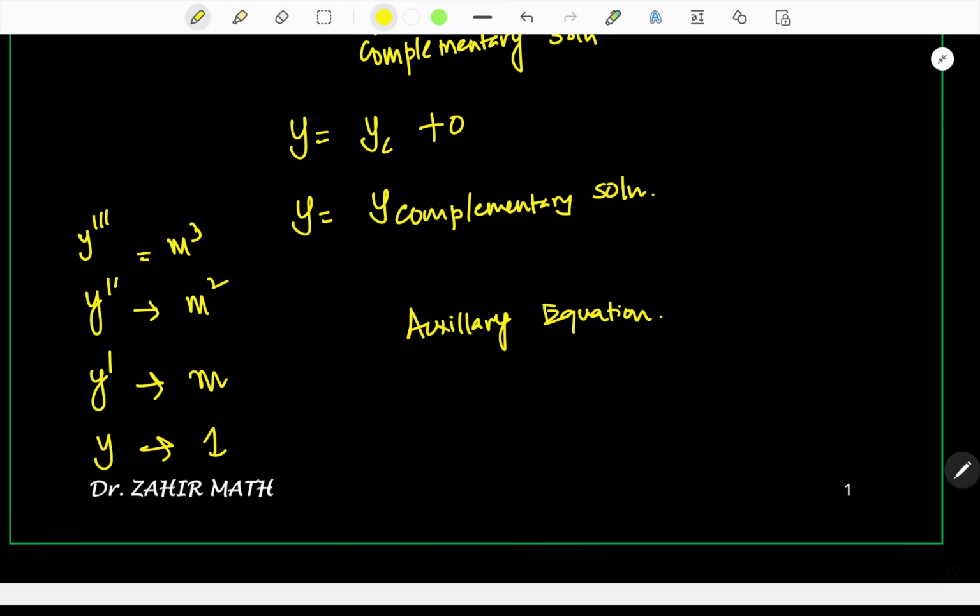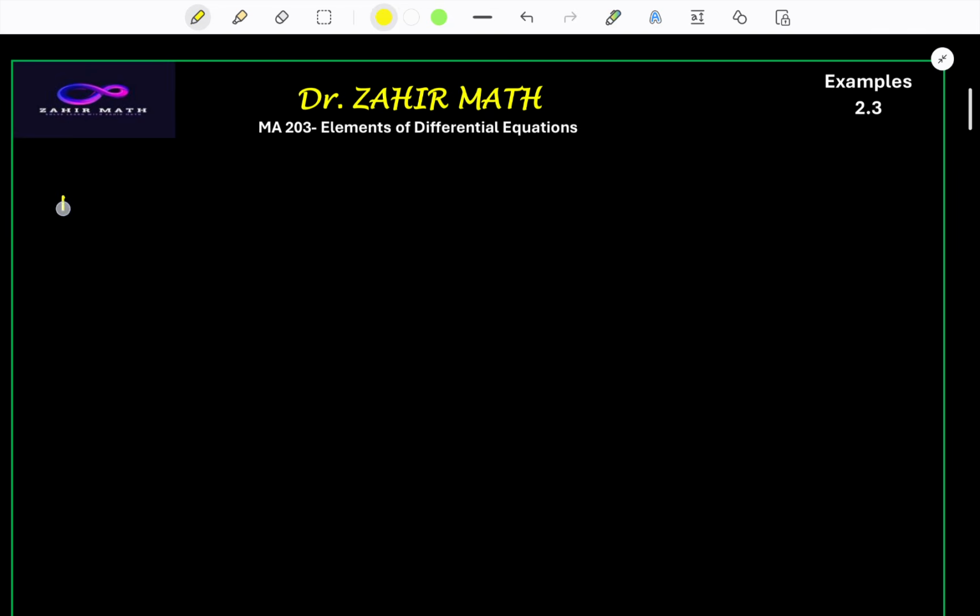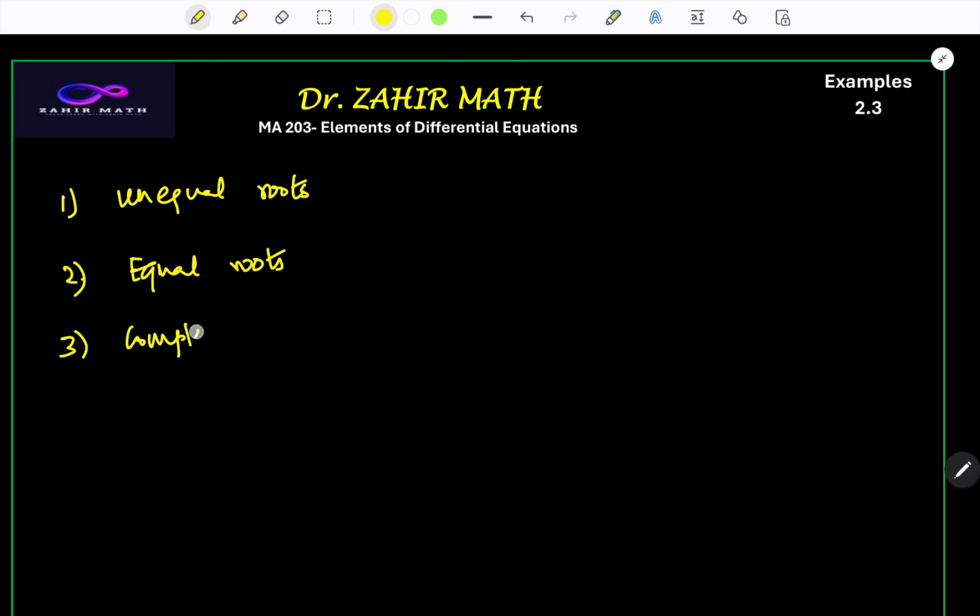Now we are going to solve second order differential equations. You will get an equation in m squared like this. Once you get the equation in m squared, you go to the calculator, mode 5 and then 3. When you use mode 5, 3, there are three possibilities. The first is unequal roots, the second is equal roots, and the third is complex roots.